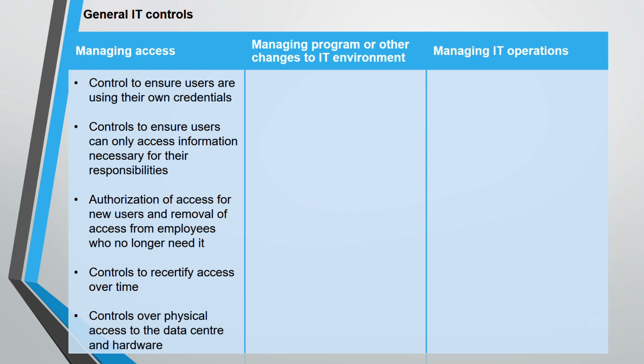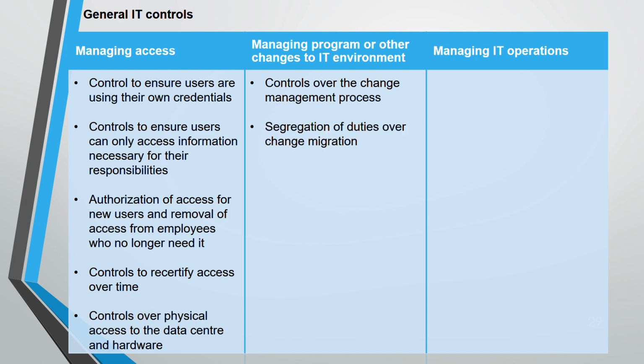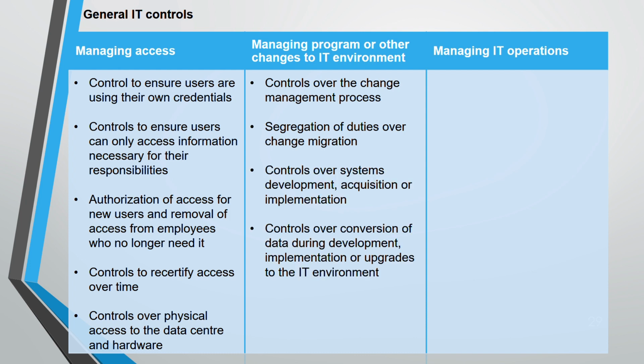Now, you can manage program or other changes to the IT environment. For example, if there is any change taking place, let's say from manual to IT or from one system to another, controls have to be there. Second, segregation of duties during the change. Controls over system development, acquisition or implementation. Control over conversion of data during that development part.